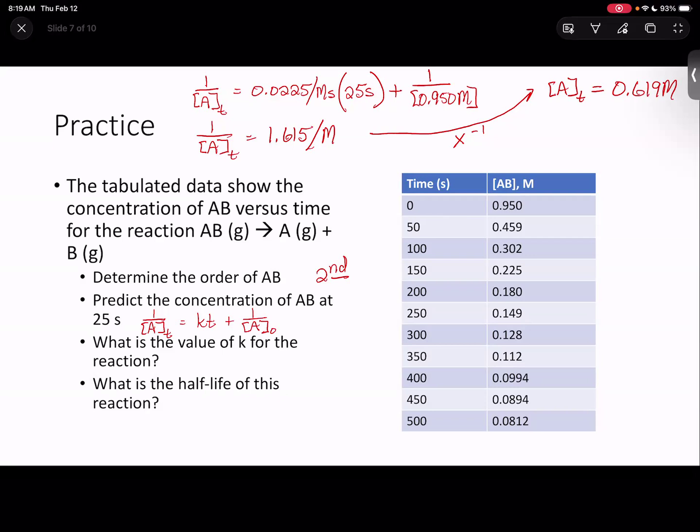If your time that you graphed had been in minutes, then the 25 couldn't have been used. You would have needed to convert that into minutes. So in other words, the biggest issue here in these integrated rate laws is making sure your time unit matches.